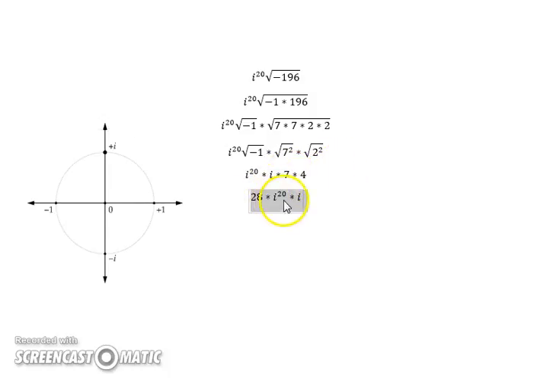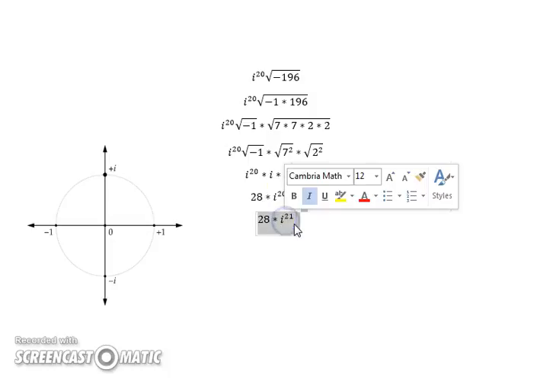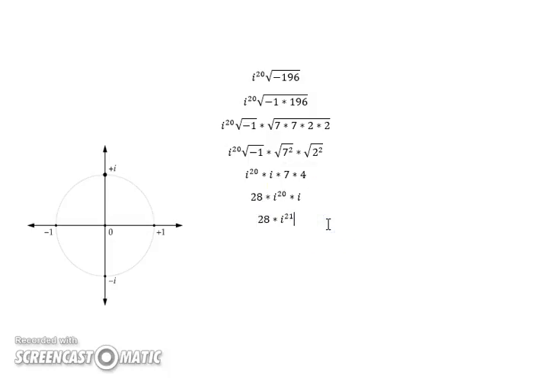So now we're left with i to the 20th times i. So we learned in our exponent property rules that when we have a like base and we're taking the product, or we're multiplying them, we want to add those exponents. So we get 20 plus 1, or i to the 21st. And we have 28 times i to the 21st.